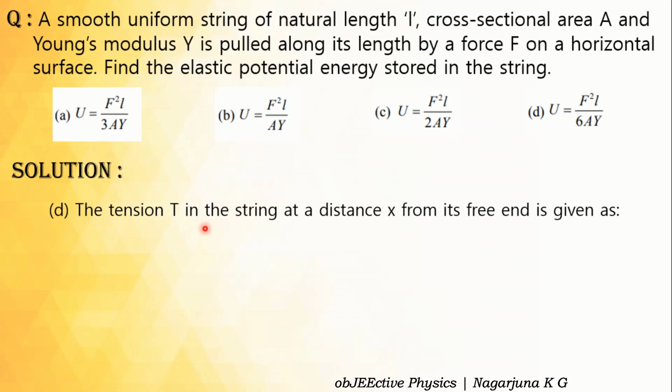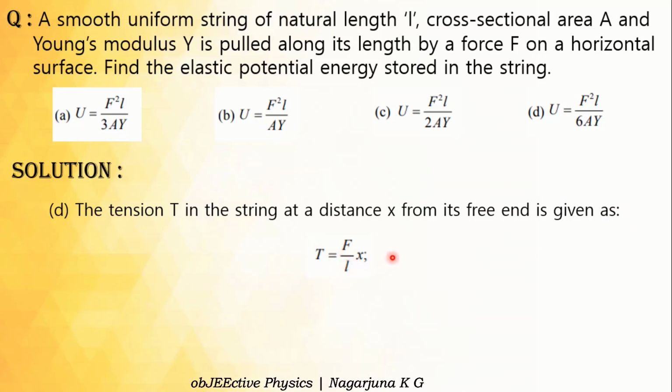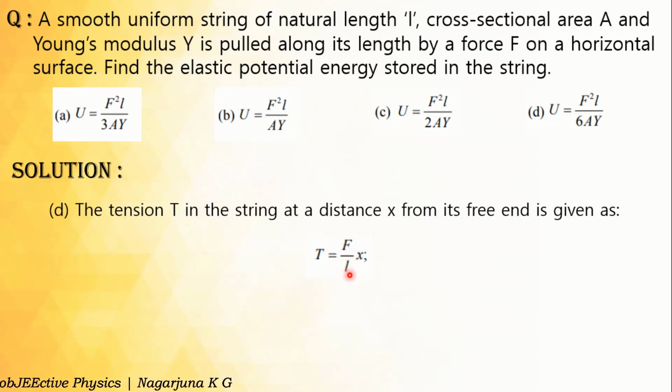The tension T in the string at a distance x from its free end is given as T is equal to F by L into x. Let us assume that L is the total length of a uniform string and F is the force applied for the total length L, where F by L is the force per unit length.